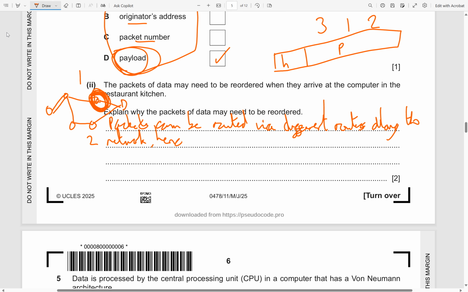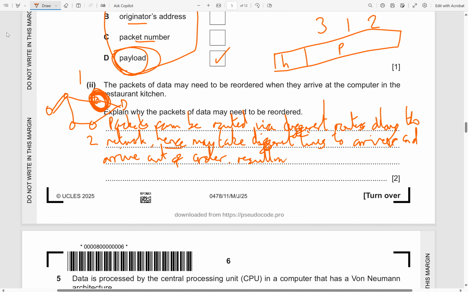Let's say hence will travel at different speeds and might arrive out of order. Let's reword that a bit better: hence may take different times to arrive, and hence arrive out of order, resulting in corrupted data.